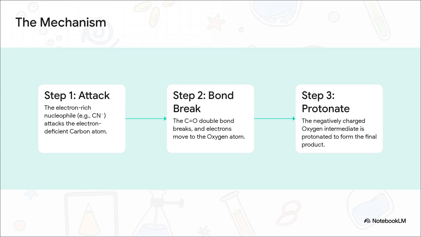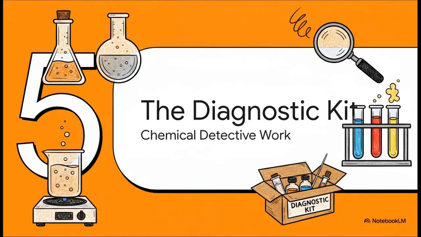In response, the C double bond O, well, one of those two bonds just snaps. And the electrons from that broken bond, they jump up onto the oxygen atom. For the final step, that new negatively charged oxygen just grabs a proton from somewhere. And bam, just like that, you've built a totally new, bigger molecule. Pretty cool, right? Okay, let's switch gears.